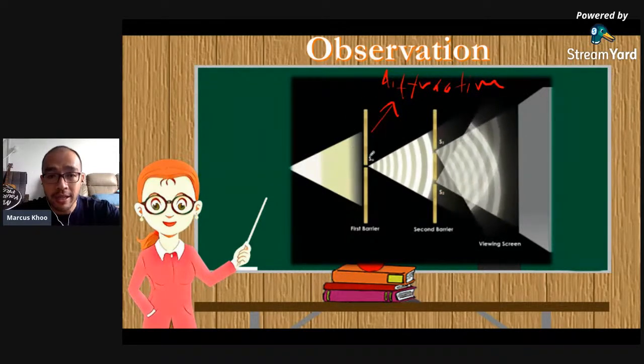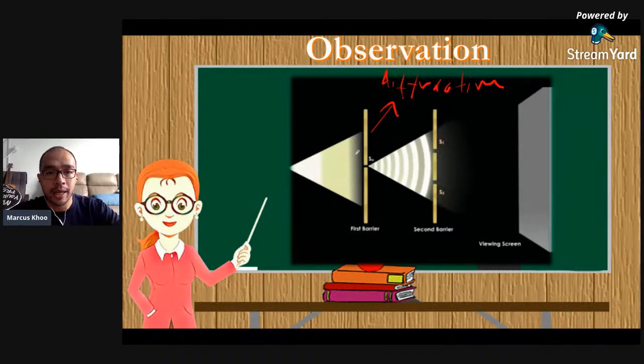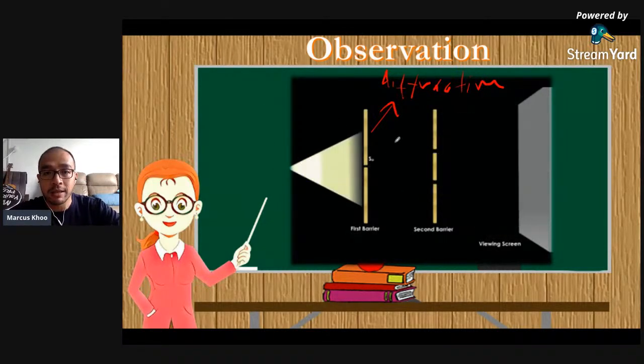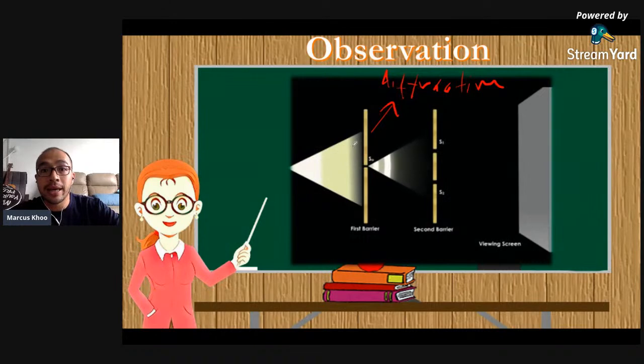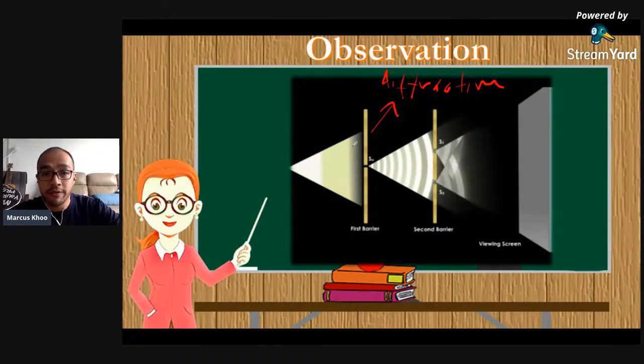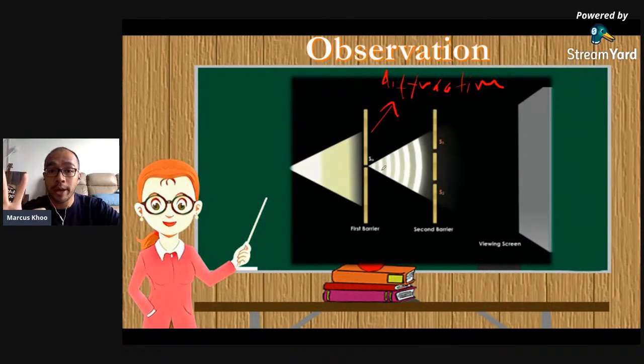Okay, so here is diffraction, which I think is Adam's group, and Elijah's group, they explain about diffraction. When a wave goes through a slit, it will be spread out.